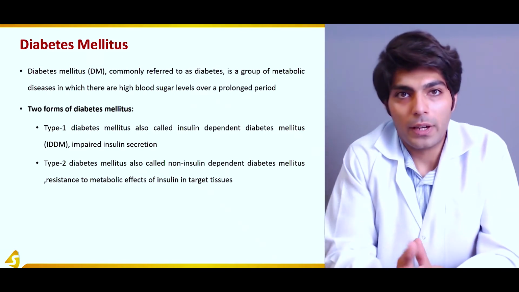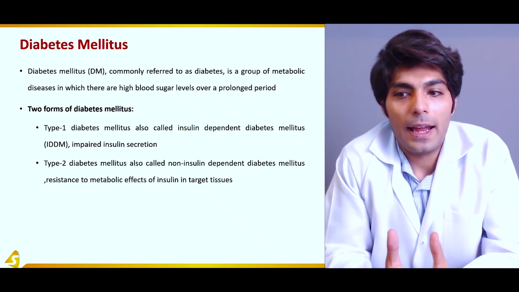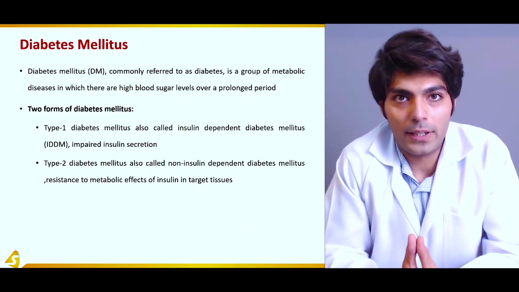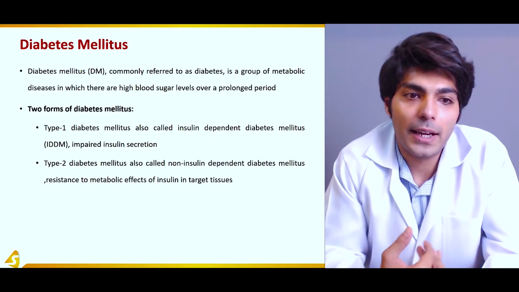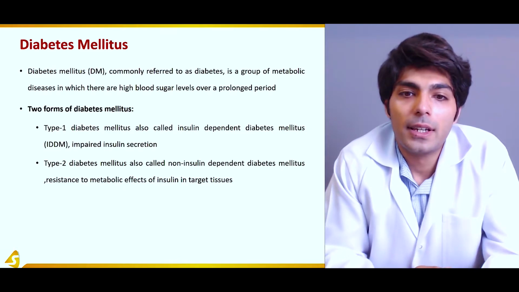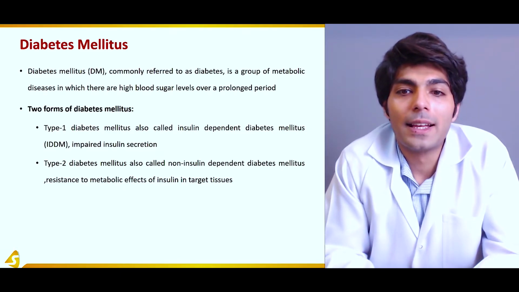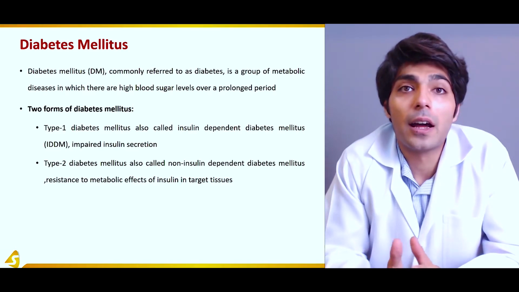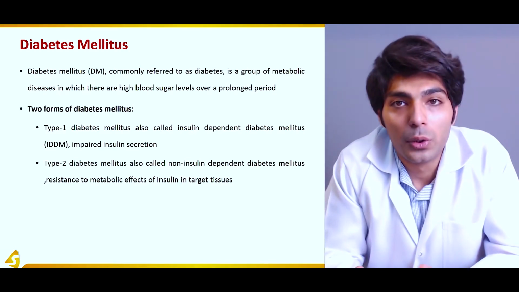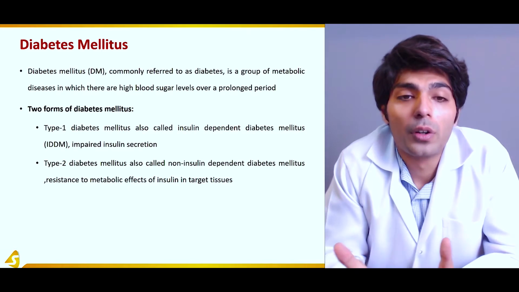So up till now we have discussed the insulin and glucagon and their metabolic effects. Now we're going to discuss the last topic, that is diabetes mellitus. Diabetes mellitus is commonly referred to as diabetes. It's a group of metabolic diseases in which there are high blood sugar levels over a prolonged period.